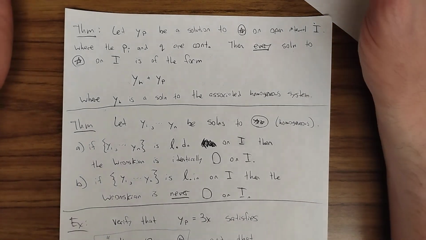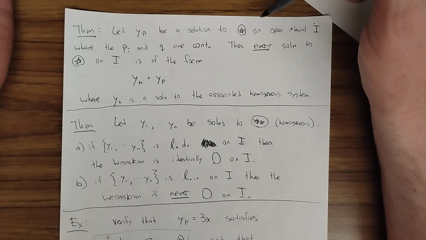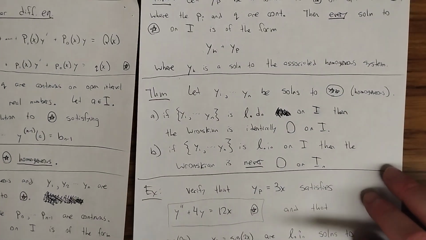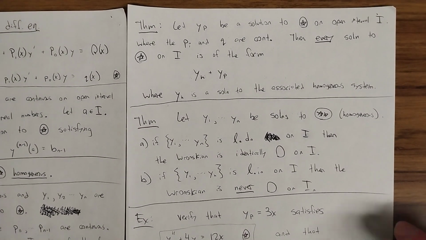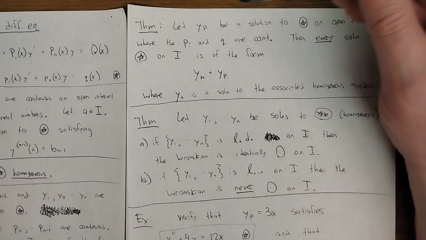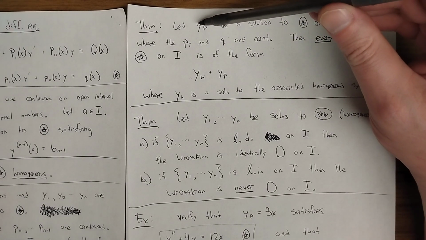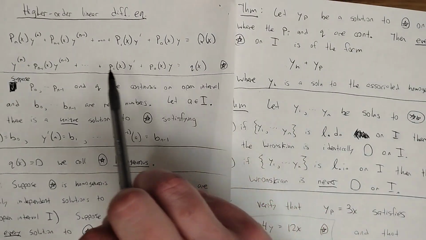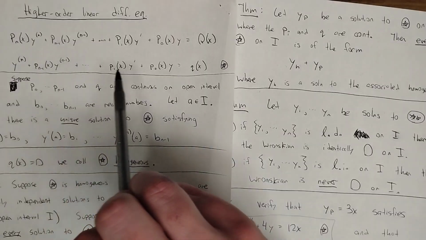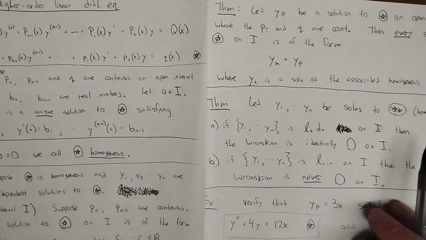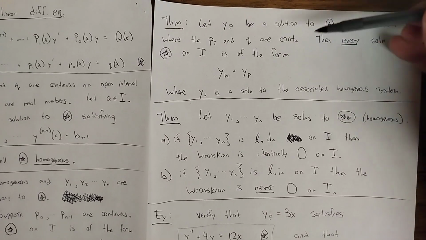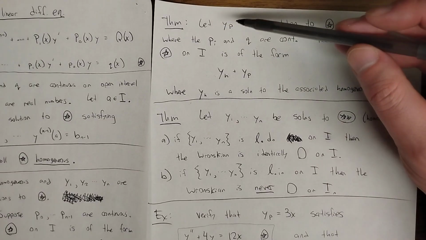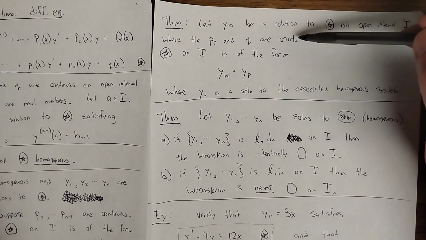Okay, now let's talk about how to find all solutions to a non-homogeneous one. What we do is we find a y sub p. P stands for particular. We find a particular solution to star, and star is the one which in general might not be homogeneous because Q could be anything. So we find a particular solution to star on the open interval I, and again, we're assuming that the P's and Q are continuous.